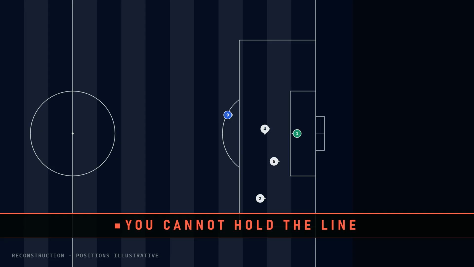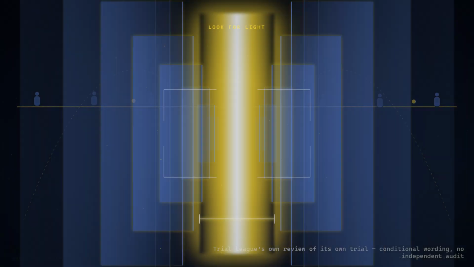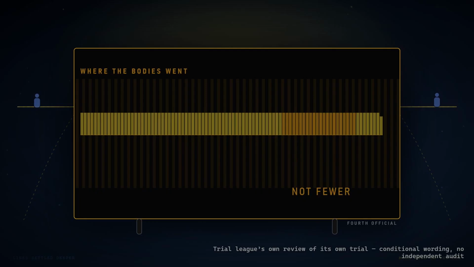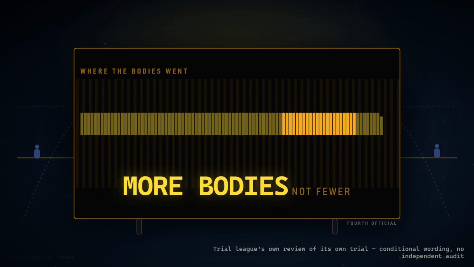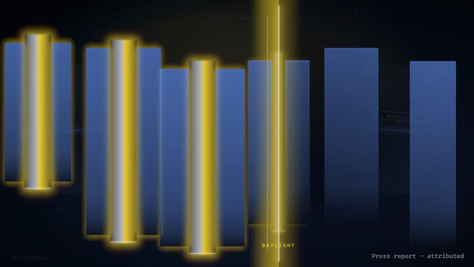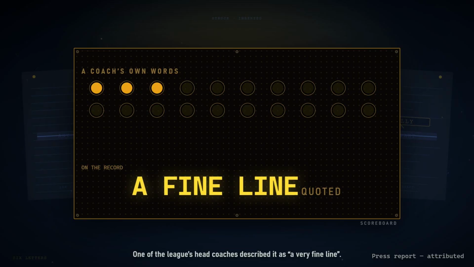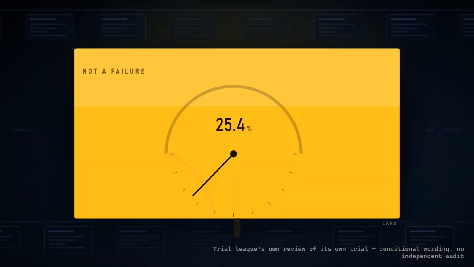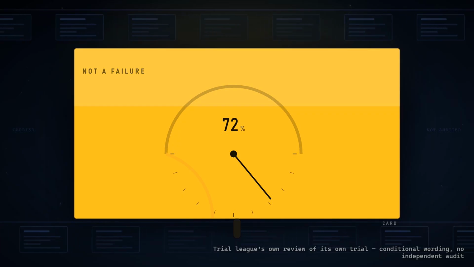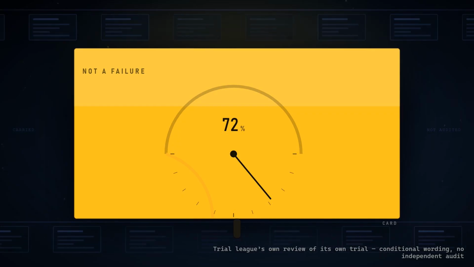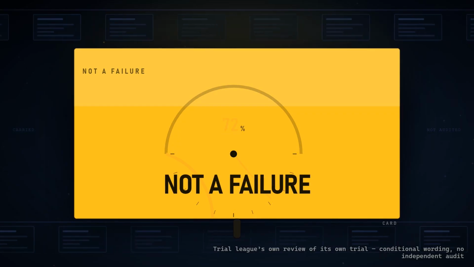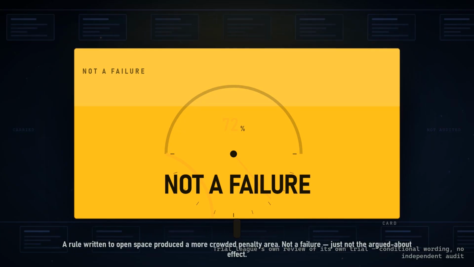So defenses stopped trying. The league's red, back lines starting deeper or retreating earlier, which packs more bodies into the 6-yard box, not fewer. One of their head coaches, Bobby Smirniotis, put it in a sentence. Quote, "It is a very fine line, and obviously the advantage is to the attacker." A rule written to open space in 3 weeks produced a more crowded penalty area, not a failure, just not the thing anybody was arguing about."